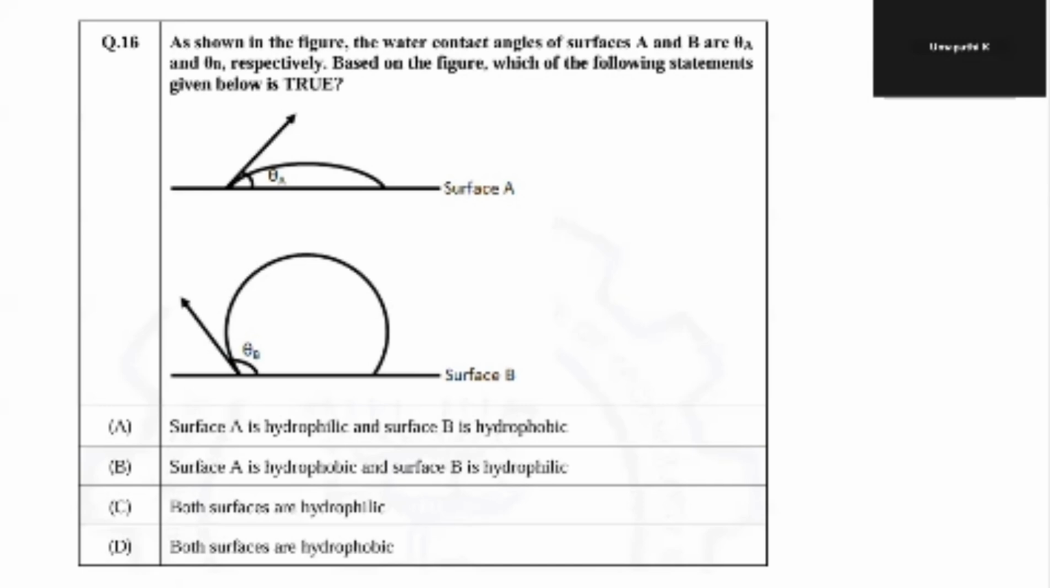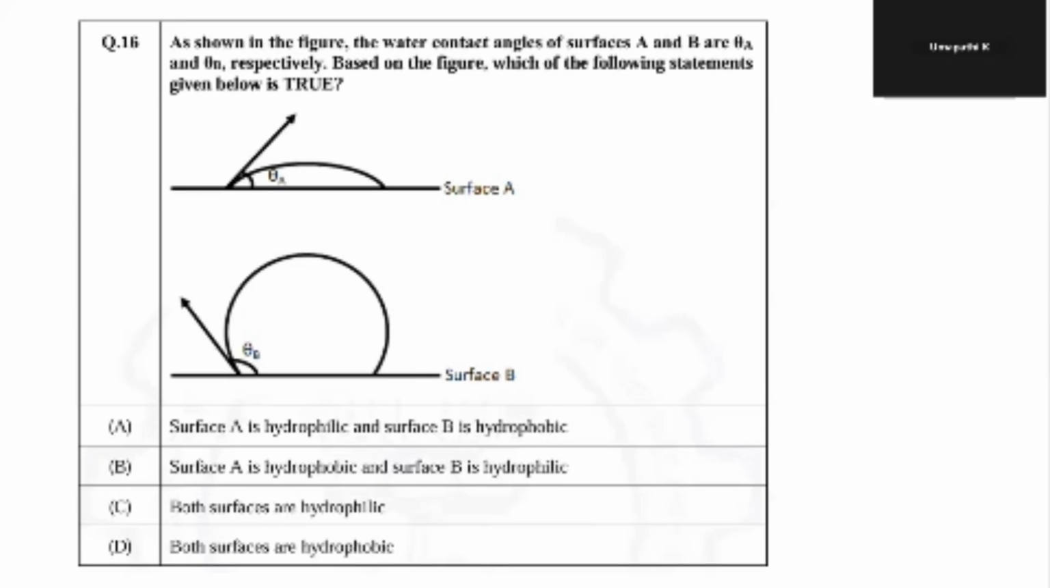One: surface A is hydrophilic and surface B is hydrophobic. The second, B: surface A is hydrophobic and surface B is hydrophilic. Then answer C: both surfaces are hydrophilic. Option D: both surfaces are hydrophobic. So we have to find which answer is correct.